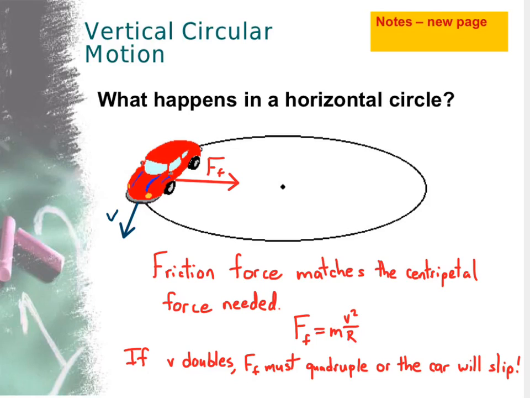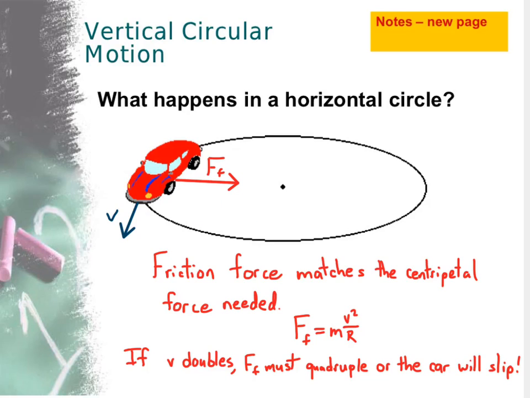So what happens in a horizontal circle, first of all? Let's review what we learned in our last lesson. If a car is going around in a horizontal circle and there's no banking on the curve, in other words, it's not like NASCAR where the road tilts, just a flat parking lot type surface or a regular road, we have the force due to friction acting as our centripetal force, which is going to pull our car toward the center.